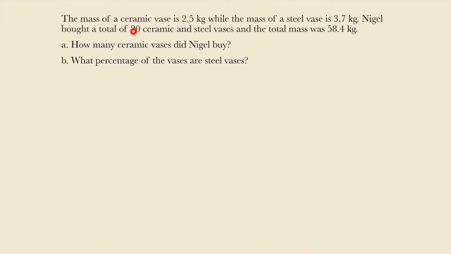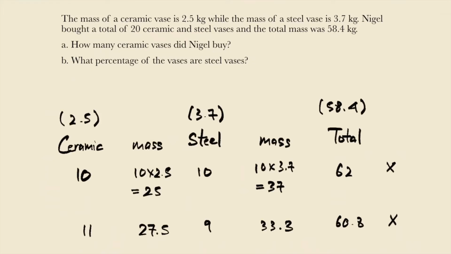We've got a total of 20 of these objects and the total mass is 58.4. So let's draw up the table with the relevant details here. Total of 20, so let's guess 10 and 10. We've got 62, that's too much. So we're working with decimals here, right?